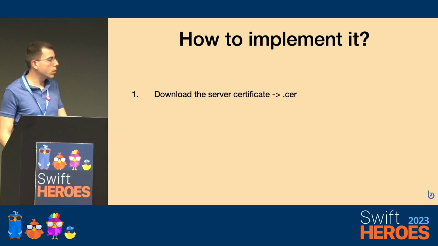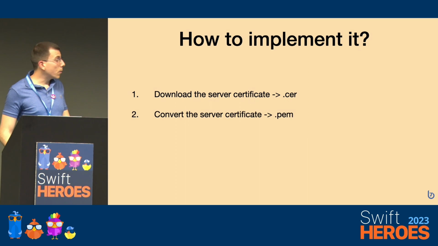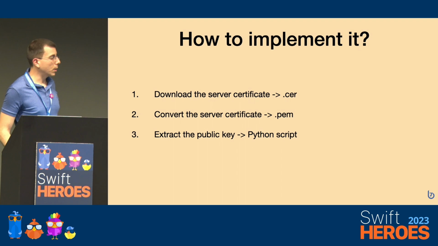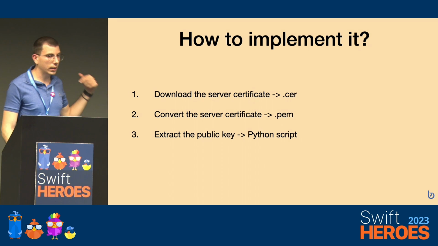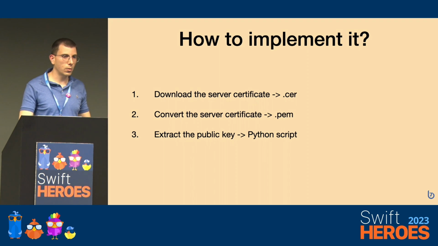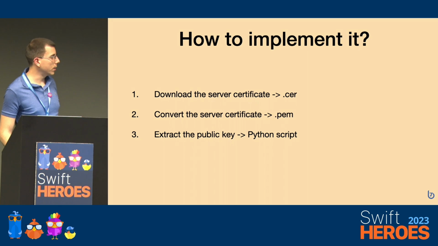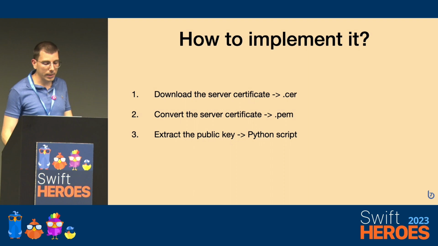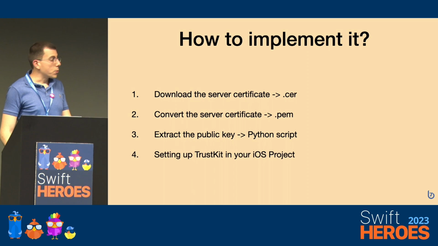First of all, you need to download the certificate from the provider you are using. Then you have to convert it into a PEM file. Then you have to extract the public key. But don't worry, there is a Python script that TrustKit offers, so you can just download it and run it on top of the .pem certificate, and it will give you the public key. And then, of course, you have to set up TrustKit in your iOS project.